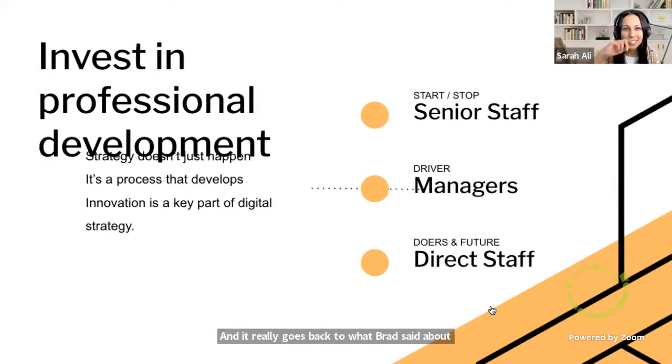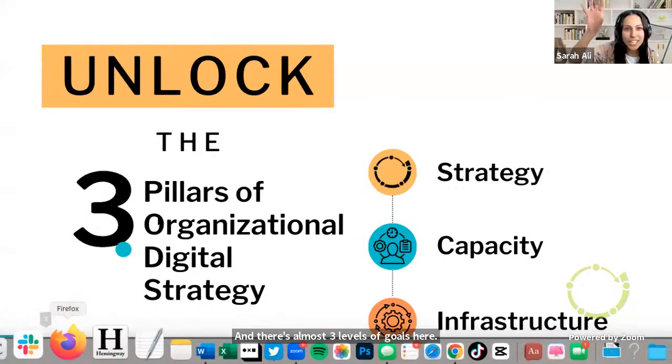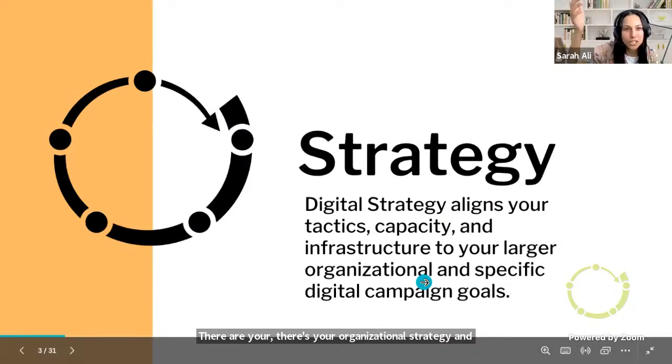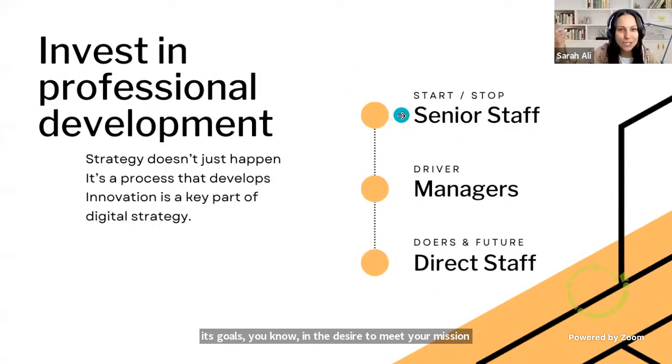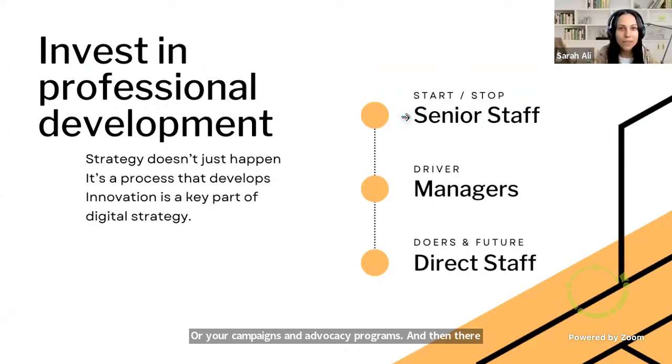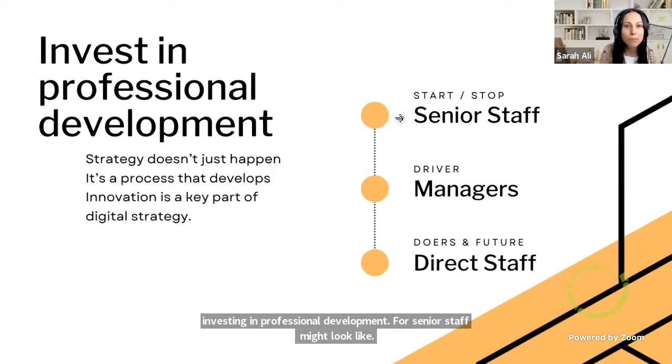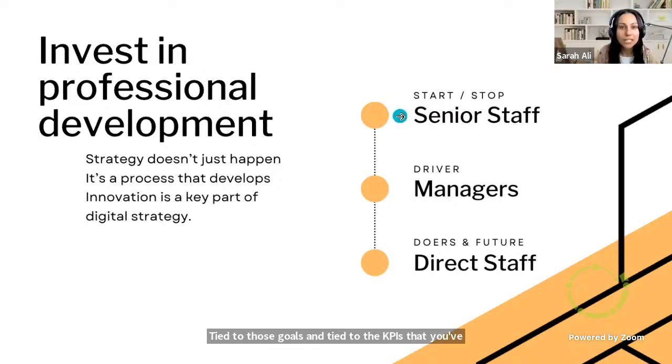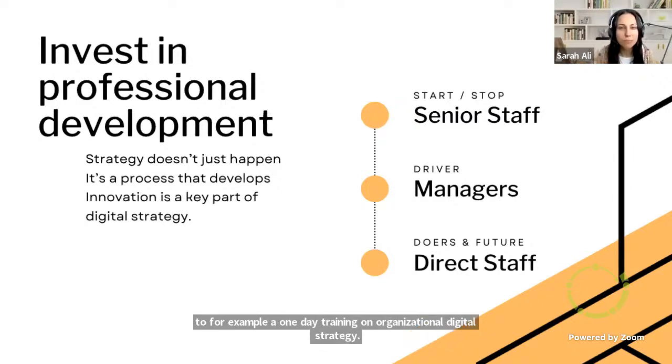There are almost three levels of goals here. There's your organizational strategy and its goals, and the desire to meet your mission and make the impact that your organization exists to make. Then there are the goals of your digital programs. Those could be your fundraising programs, your marketing programs, or your campaigns and advocacy programs. And then there are the goals for your specific campaign. If you are able to append metrics to show what investing in professional development for senior staff might look like, tied to those goals and to the KPIs that you've appended to those goals, you're more likely to manage up and get the buy-in you need to get your senior staff to, for example, a one-day training on organizational digital strategy or AI, if that's something you're looking to implement in your organization.